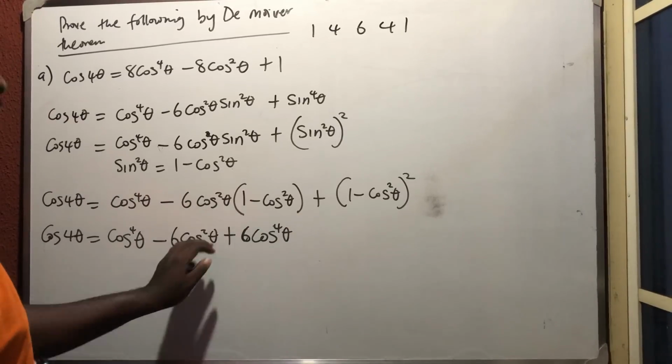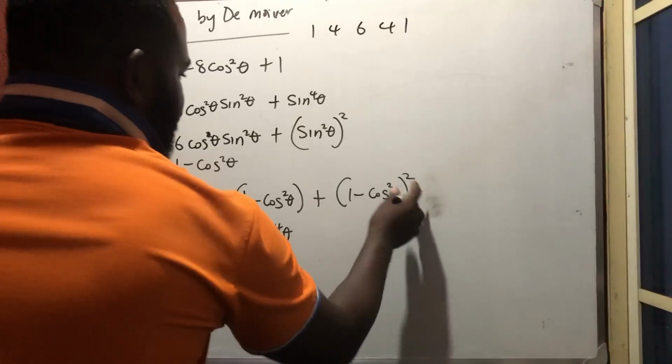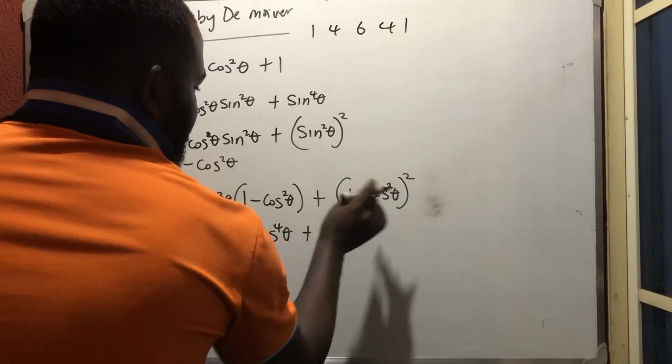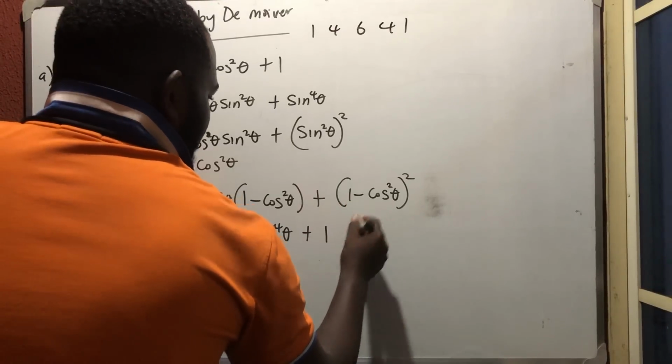This one times 1 is still this one. This one times this will give you this one. So let's open this bracket. And this bracket says this times itself, which is square the first one, 1. Multiply the first one and the second one, double it.